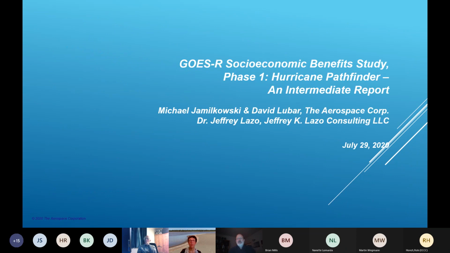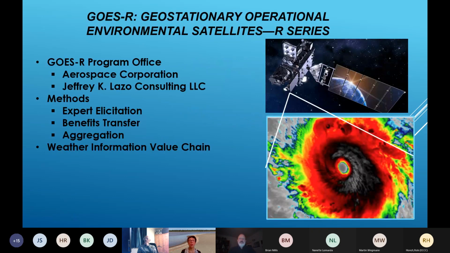exercise, but the GOES-R socioeconomic benefit study is still somewhat underway. I'm a consultant to Aerospace Corporation with Michael Jamakowski and David Lugar. This study was funded by the GOES Program Office to try to develop methods or look at how they can quantify the benefits of the GOES-R satellite series. Pretty expensive piece of equipment put up there, trying to justify that. Also, partly in anticipation that in 10, 15 years, they're going to have to put up the GeoXO series and getting a running start and doing some valuation work for that to understand how to do that.